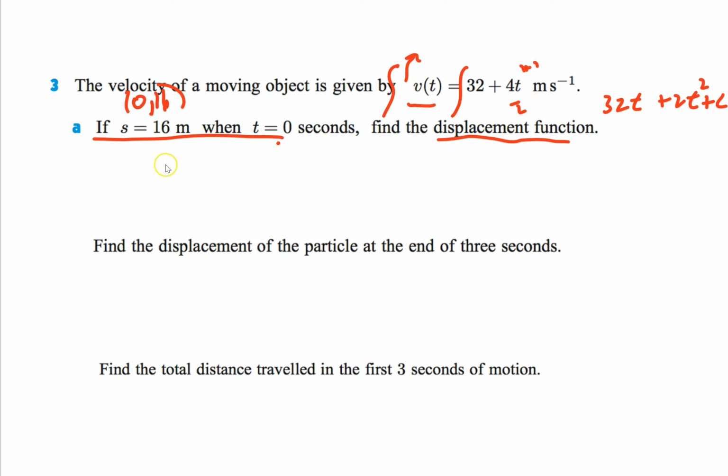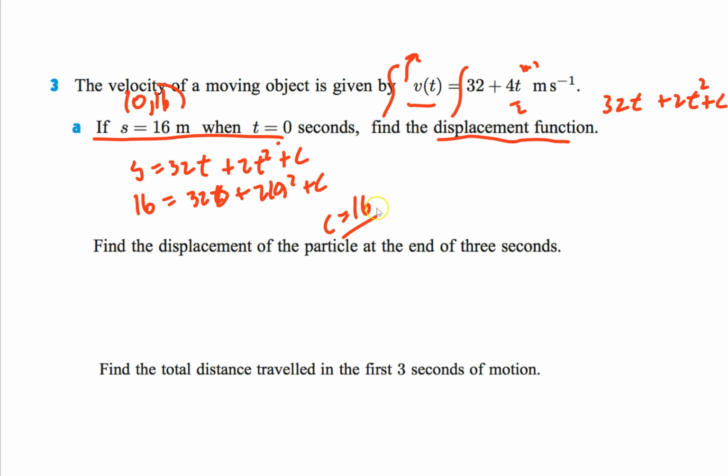So when I plug in 0, my displacement equals this right now. Right, so when I plug in 0, it equals 16. So 16 equals 32 times 0 plus 2 times 0 squared plus c. So c equals 16. Again, that's not my answer, just like we did before. Generally, when you find c, that's not the answer. They want you to find the equation. So my displacement is 32t plus 2t squared plus 16. So now I have my displacement equation.